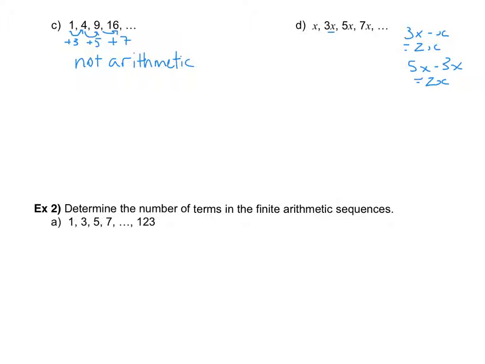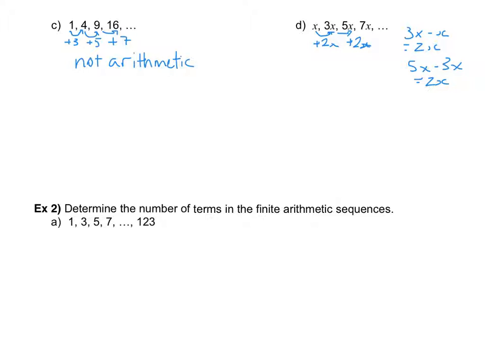So it looks like I do have the same difference. It looks like I'm just adding 2x every time to get from one term to the next term. So my d value, or my common difference, or my slope, is really 2x on that one. All right, so I need to come up with my general term for that particular relationship.